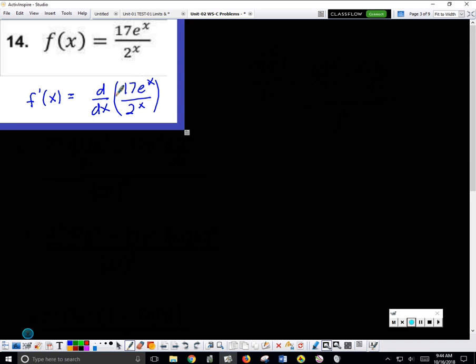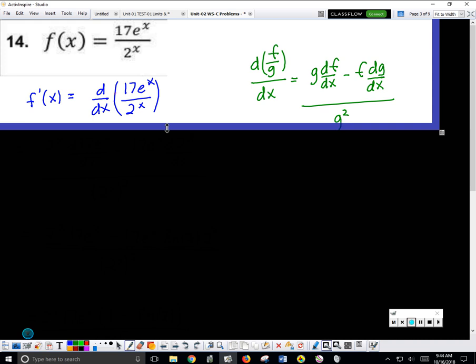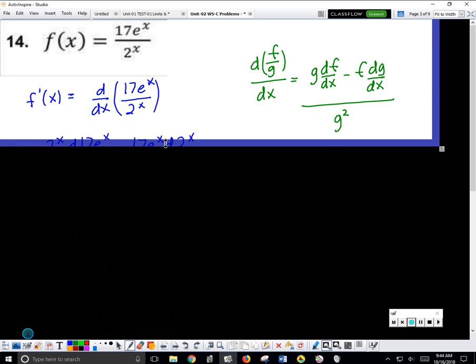Okay, so we use the quotient rule. The quotient rule says this. It's on your blue sheet. The derivative of two things being divided can be rewritten as the bottom multiplied by the derivative of the top, minus the top multiplied by the derivative of the bottom, divided by the bottom squared. Remember, you must have good notation or you will lose points in the written section. And you'll also make a lot of mistakes.